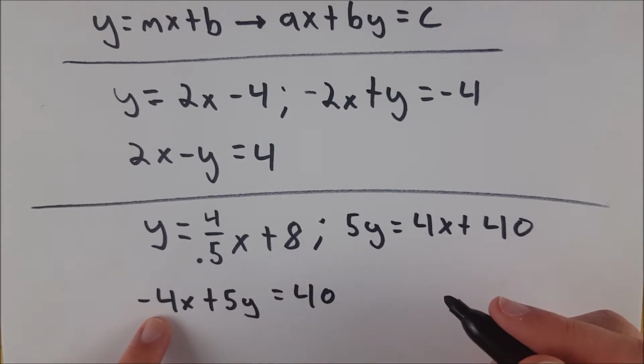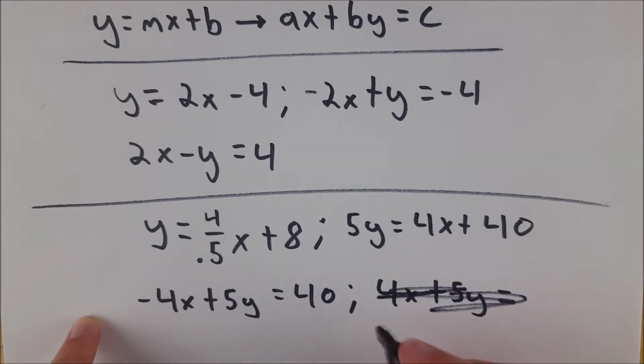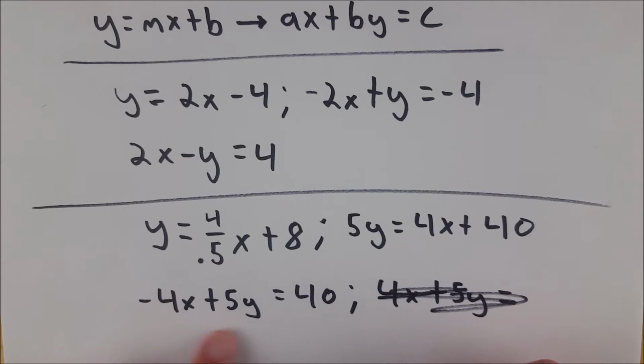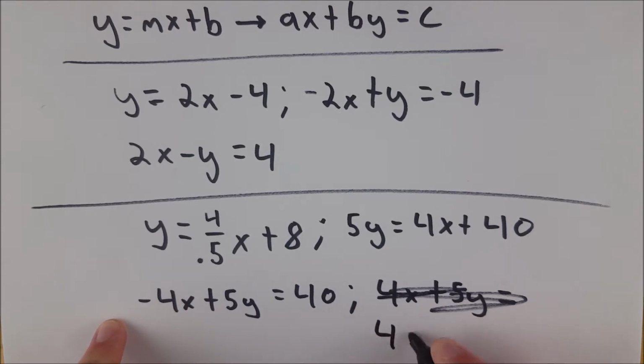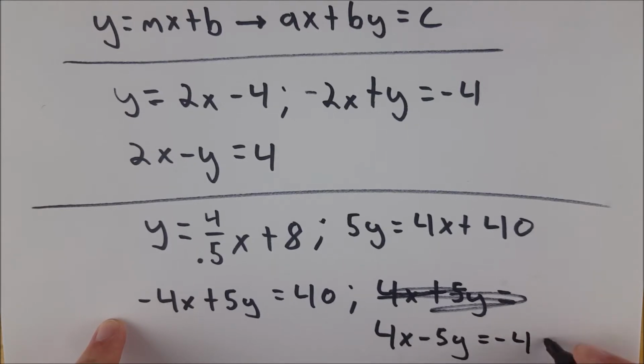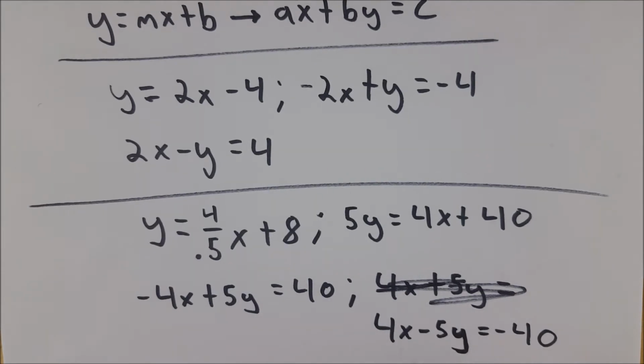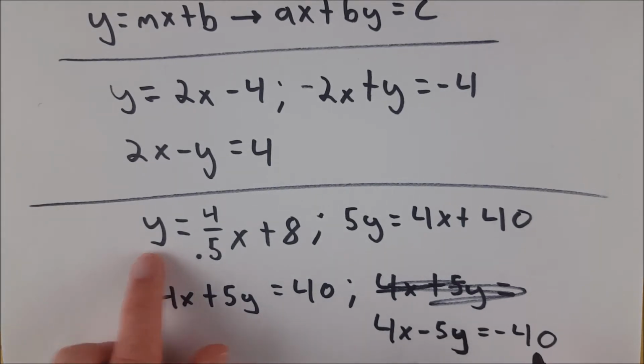And again, we just want to make the coefficient in front of our x positive. So we're going to multiply everything by negative 1. Sorry, I wrote it wrong the first time. That's going to leave us, multiplying everything by negative 1, with 4x minus 5y equals negative 40. Sorry, that's a bit of a crappy y. Minus 5y. So again, this is it. We are done. This is the standard form of this line.